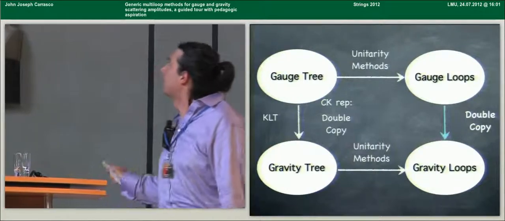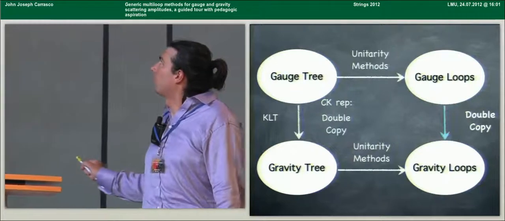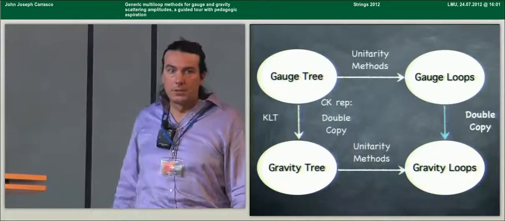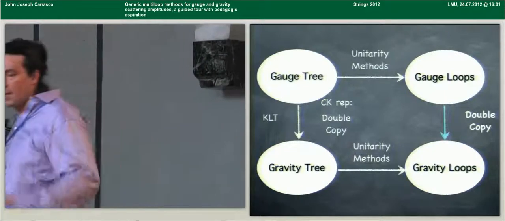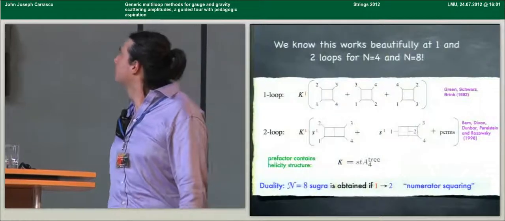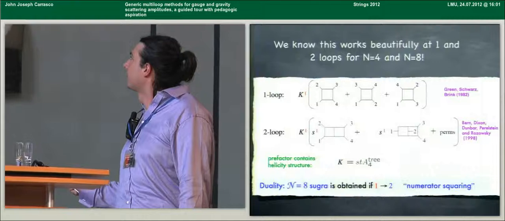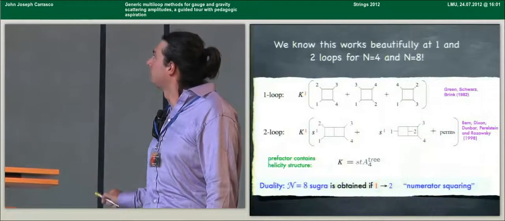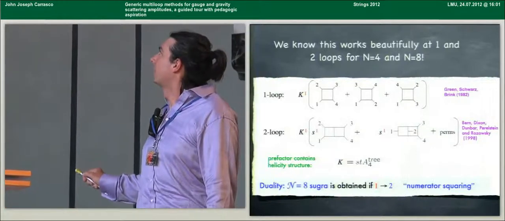Previously the way we'd calculate is we'd take gauge theory trees, use unitarity to get loops, and then you'd have to go all the way through unitarity, back to tree level, through KLT to gravity, and build up gravity loops. This double copy lets us go directly from gauge theory loops, when we can write them in this color-kinematics manifest way, and just by taking a double copy of the kinematics, we get the gravity. We know this works beautifully at 1 and 2 loops for N=4 and N=8. These are the N=4 amplitudes with the prefactor here being 1, and N=8 supergravity is simply squaring the numerator contributions here.